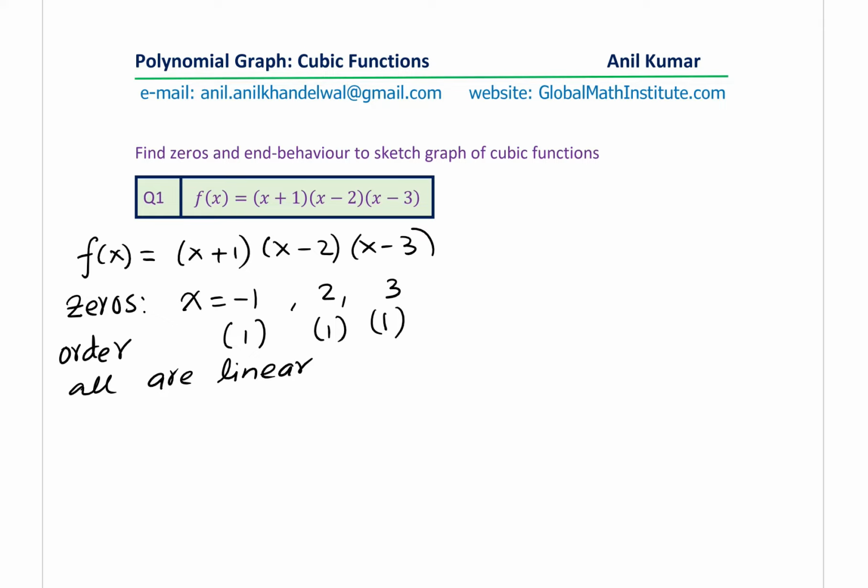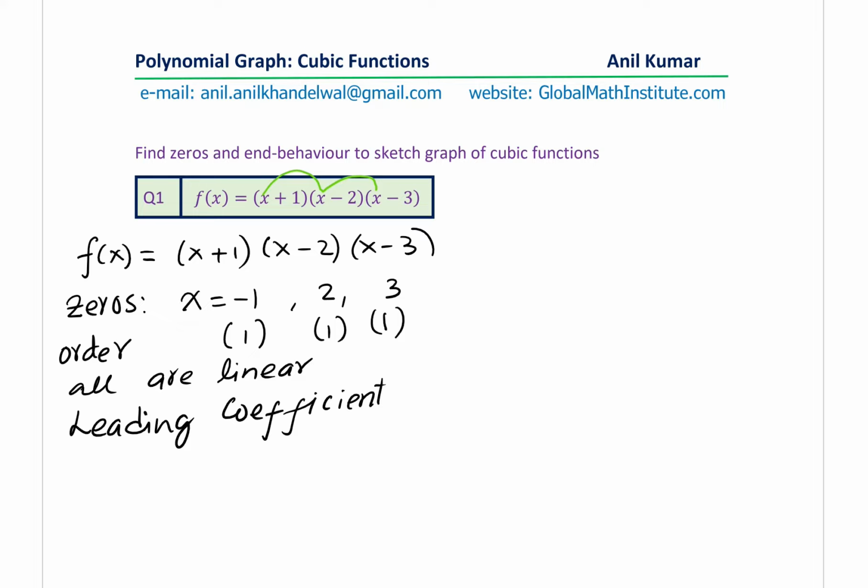End behavior. Let's find the leading coefficient a. What is the leading coefficient in this case? Should you open the bracket to figure it out? I don't think so. What you have to do is basically multiply the x terms to get the leading coefficient. Let me show you how. Leading coefficient will be product of these x terms. Is that clear to you? Right? So that is a value which you're going to get.